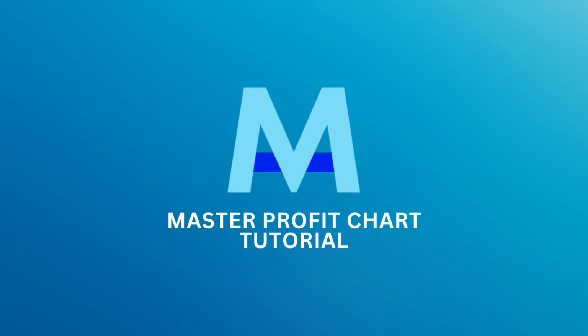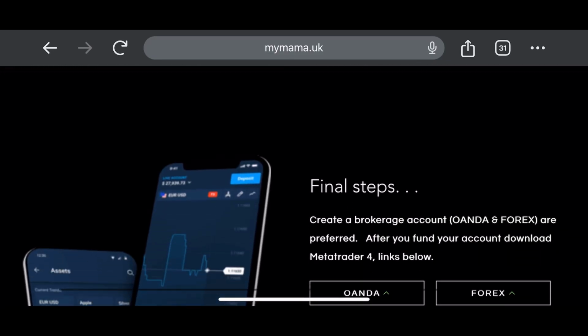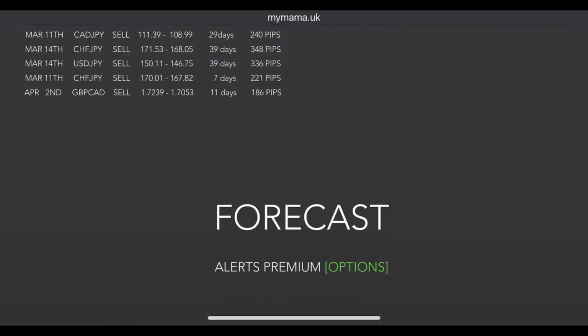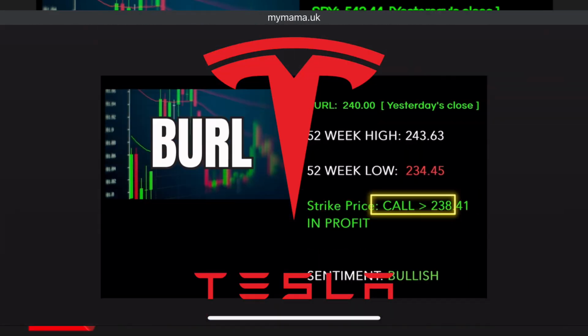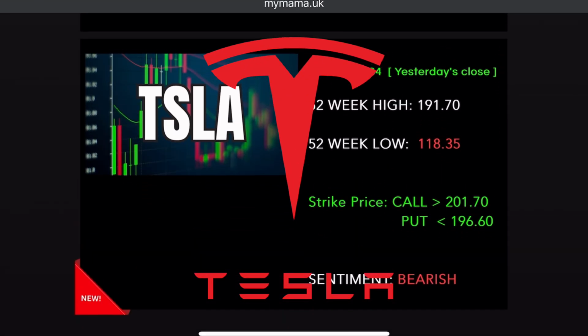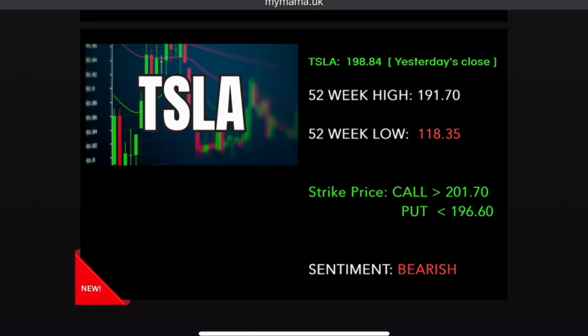Let's choose our forecast alert as a starting point. For this example of how to use the Mama Master Profit chart, let's use the Tesla alert, which triggered us to buy a put position because the price went lower than the put price alert. Remember, a call is higher, a put is lower. The price went lower than 196.60, so we bought a put option.